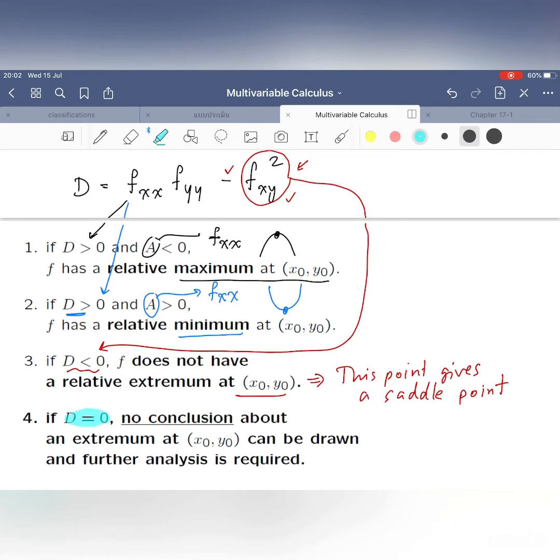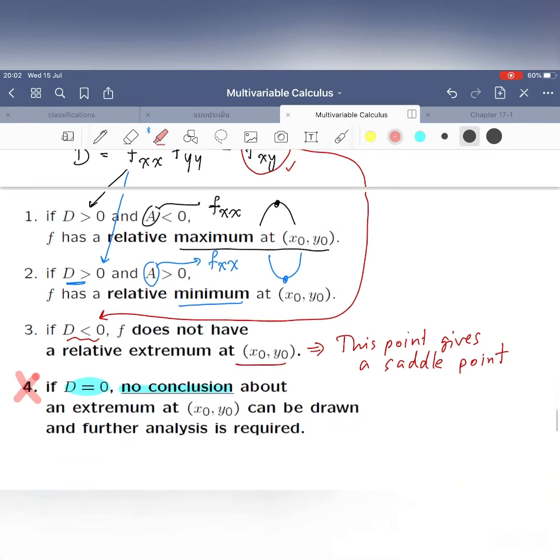However, there's a drawback. One drawback is that if your D equals 0, then it has no conclusion. You need to draw or do some further analysis. Of course, usually in this course we are not going to have this kind of case happen, okay. So if this kind of case happens, then you may need to recalculate what you did again, or you may as well ask the instructor whether the setting is wrong or not, okay, right.